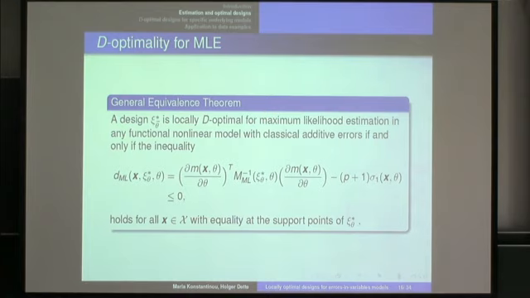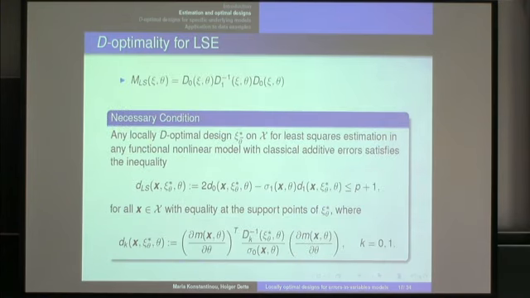Now, in the case of maximum likelihood estimation, the general equivalence theorem holds, and this is the necessary and sufficient condition for the optimality. But of course, in the case of least squares estimation, the general equivalence theorem doesn't hold because of the form of the information matrix, which leads to non-concave optimization problems. So we only have a necessary but not sufficient condition for the optimality.